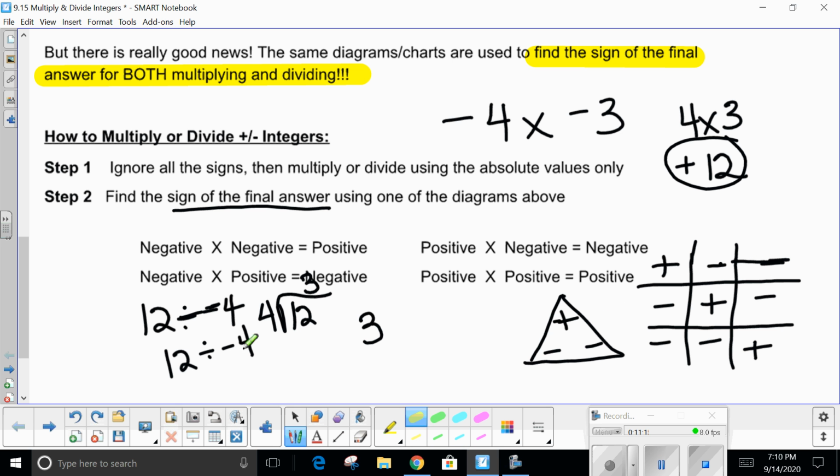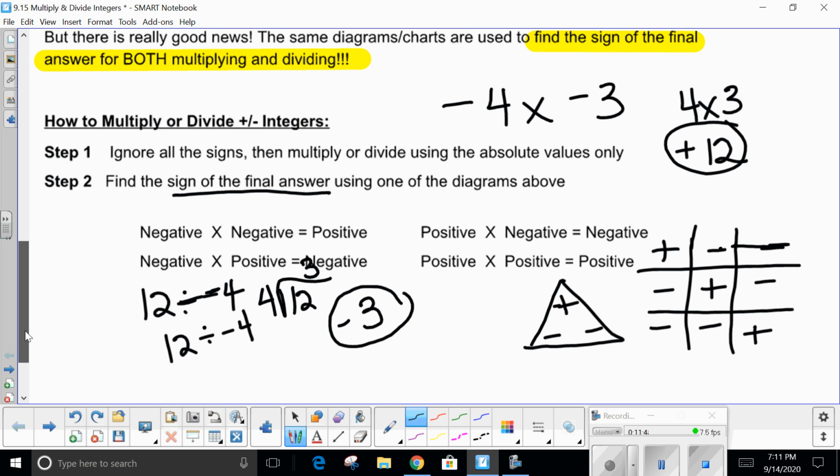So when we have a positive divided by a negative, that means my answer has to be negative. So 12 divided by negative 4 equals negative 3.